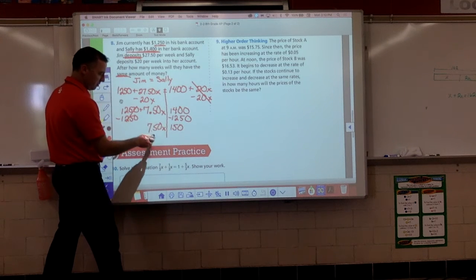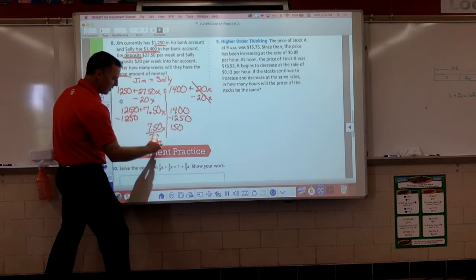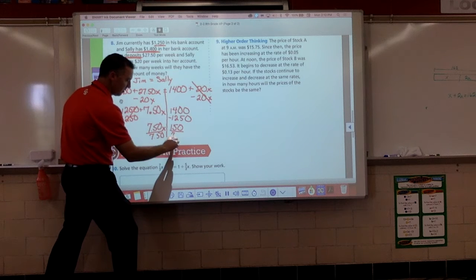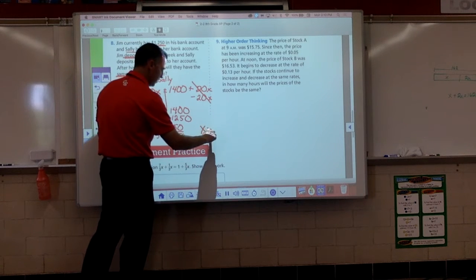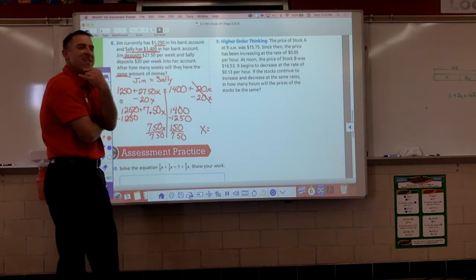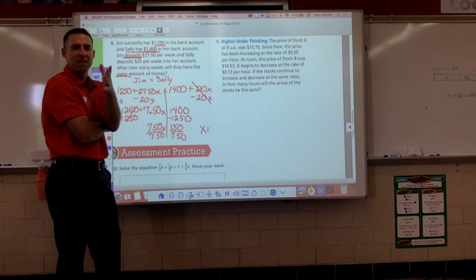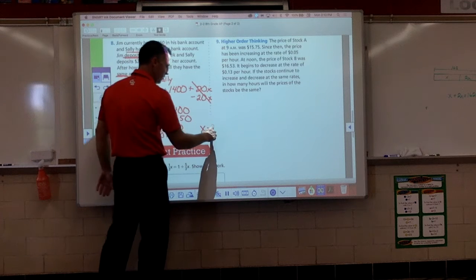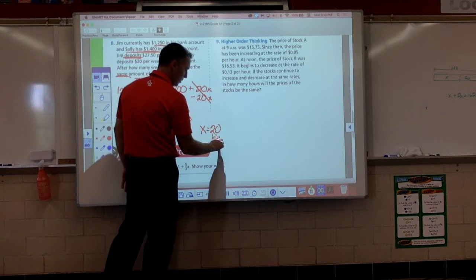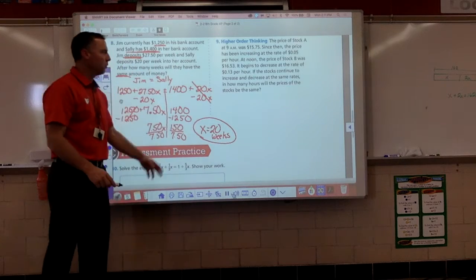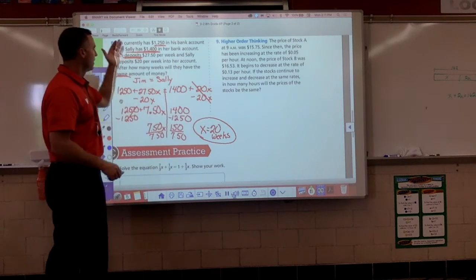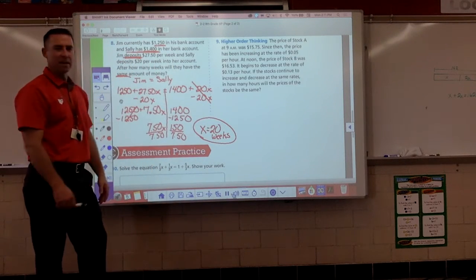Last step, divide by the coefficient. So we divide by $7.50. And the number of weeks that they will be the same is 20. That's right, 20. What that means is if they're both saving for 20 weeks, at 20 weeks, Jim will equal Sally.